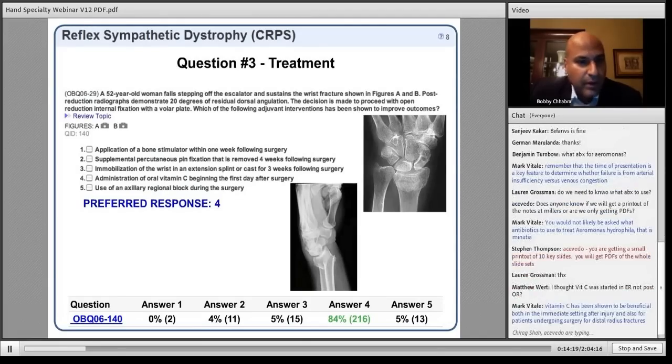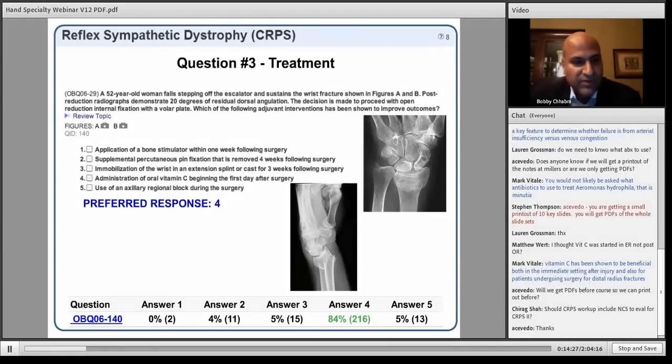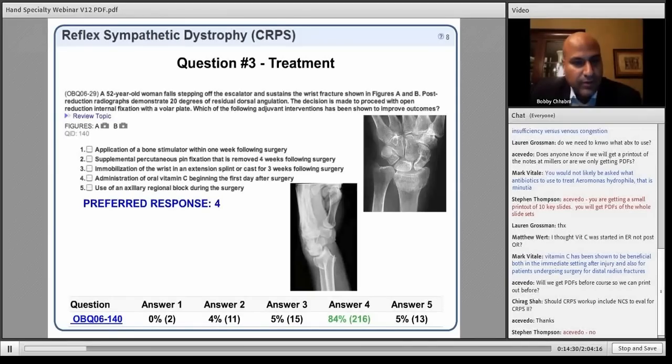The other answers may be right to some degree, but the best answer is oral vitamin C. The others are a little more nebulous in terms of how they're benefiting the patient.